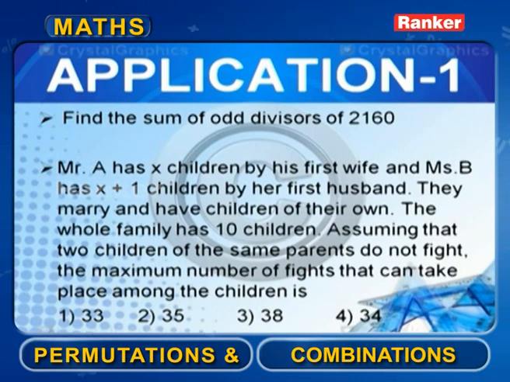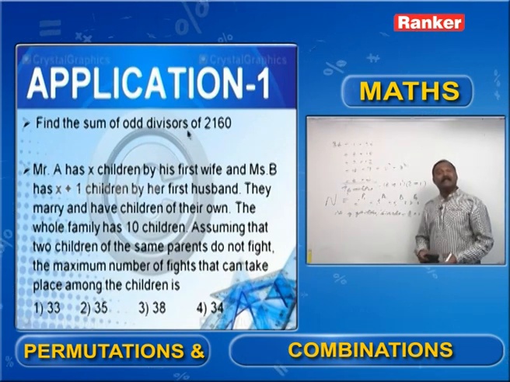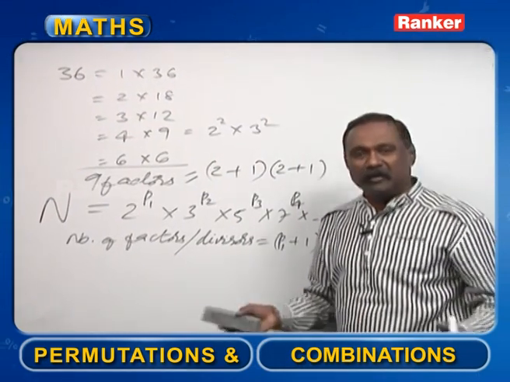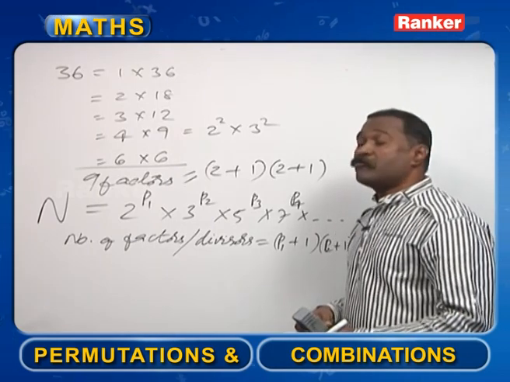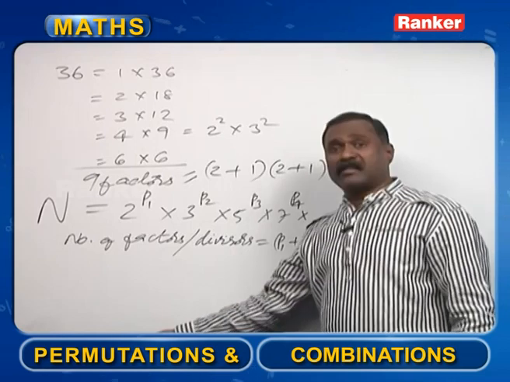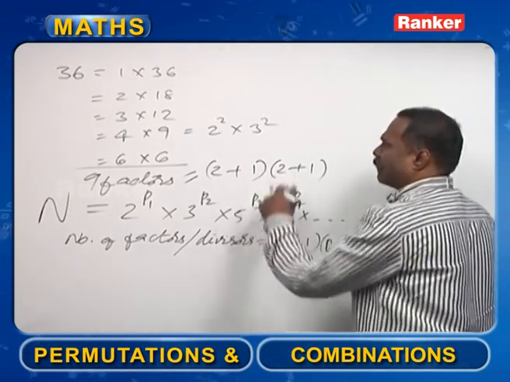Yes. Find the sum of odd divisors of 2160. What does it mean? Find the odd divisors of 2160. Sum I have given there, not the number of odd divisors. But from this formula, you can now find out the number of even divisors and the number of odd divisors. How is it possible? Let me say.